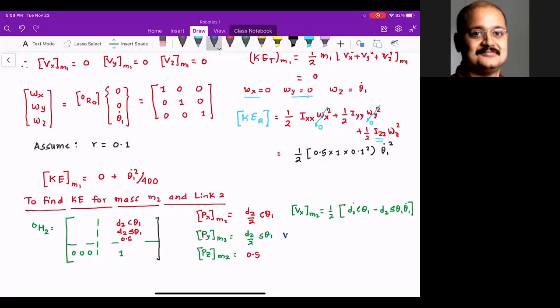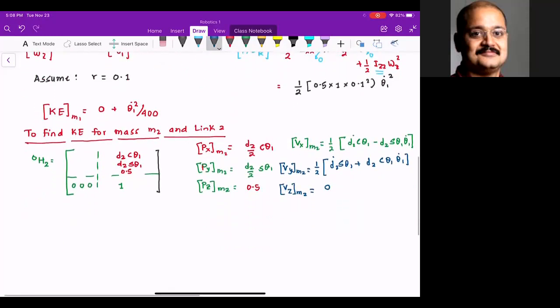Same thing here. Vy, m2, d2 dot sine theta 1 plus d2 cosine theta 1 dot, and Vz m2 is equal to 0. You guys are with me, right?